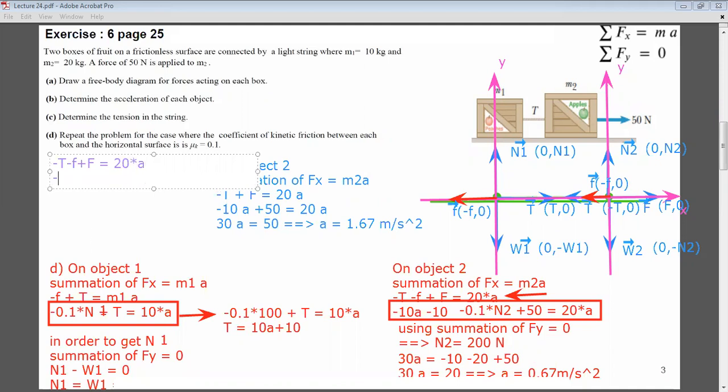Just a second. No, I will not use this one. I will use this one here. T is equal 10A plus 10. So T is equal 10 times A, which is 0.67 plus 10. So I get T equal 16.7.